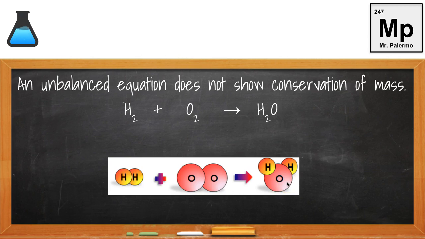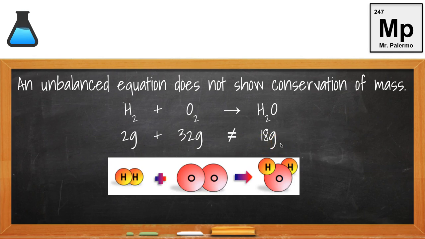Just look at the atoms. They are not the same on both sides. I have 2 H's on the left and 2 H's on the right. I have 2 O's on the left and only 1 oxygen on the right. So the number of atoms are not equal. If they're not equal, the mass isn't equal. So let's look at the mass values. We have 2 grams for the hydrogen and 32 for the 2 oxygen. Add those together, we get 34 on the reactant side, but only 18 on the product side.